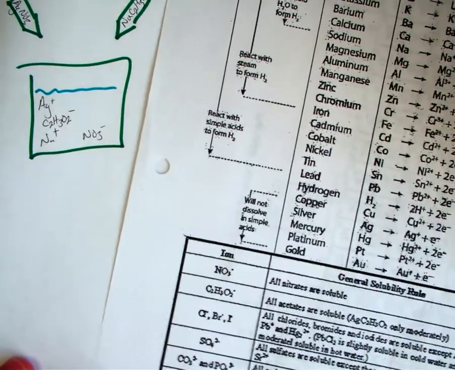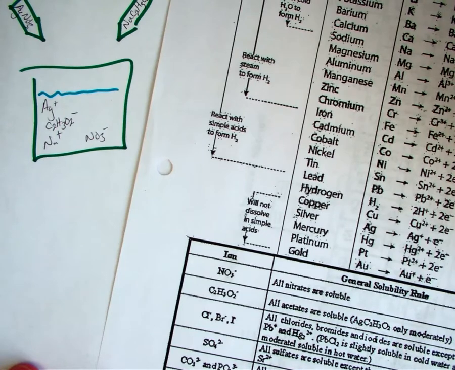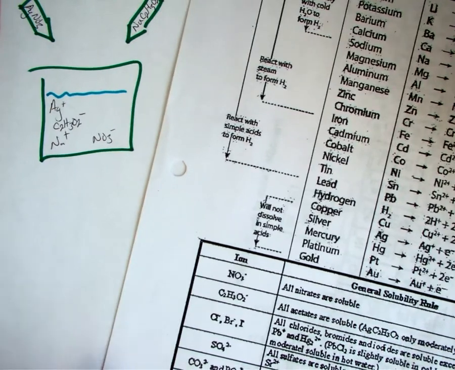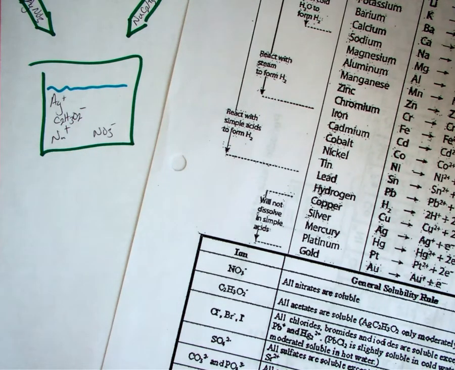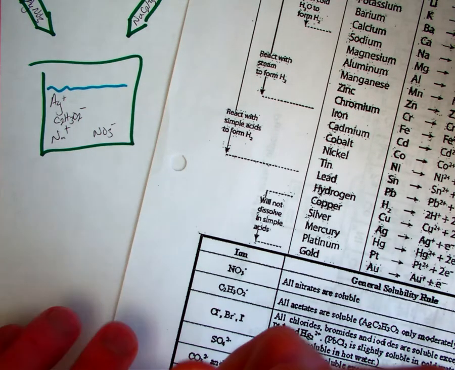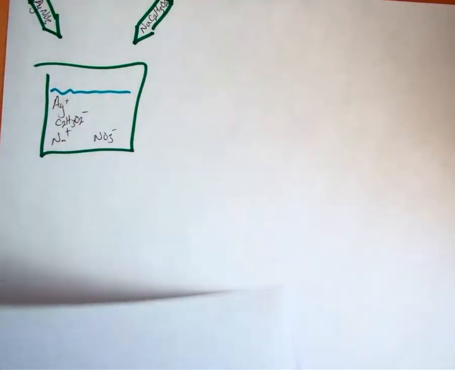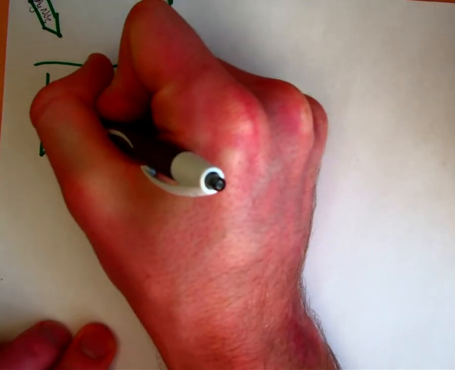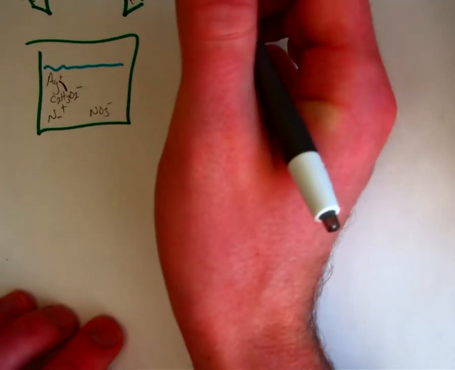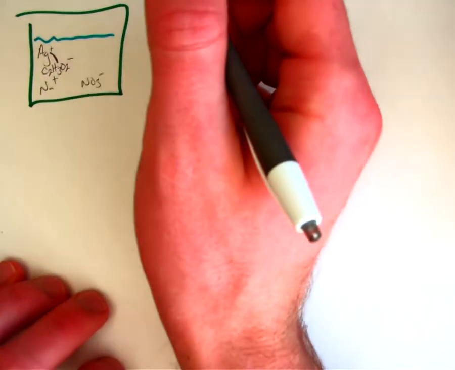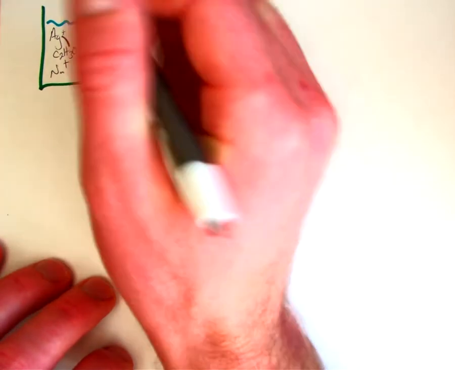Next, all acetates are soluble. Silver acetate is only moderately soluble. So as we see, silver and acetate are together. It's only moderately soluble, so for our purposes, we're going to consider it insoluble. So in this case, silver and acetate are pretty attracted to one another, fairly attracted to one another.